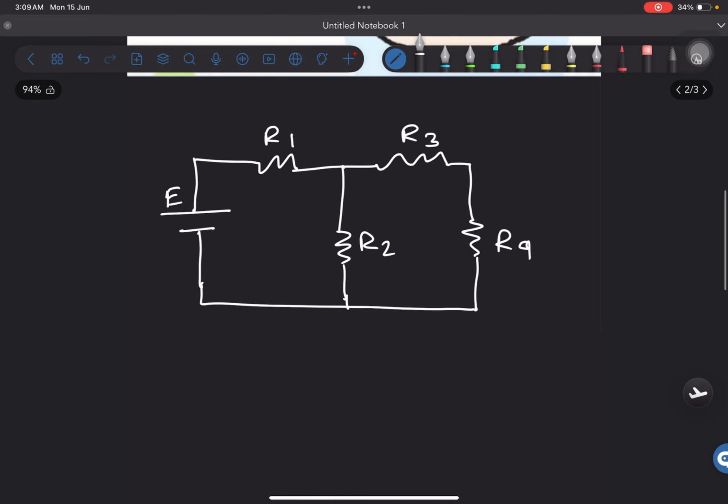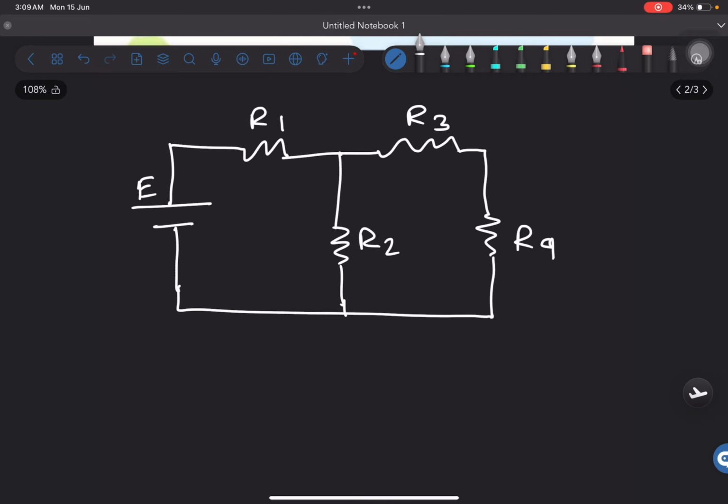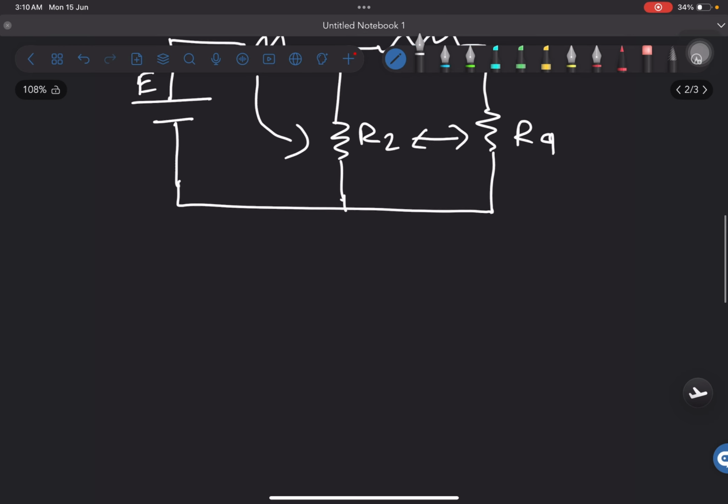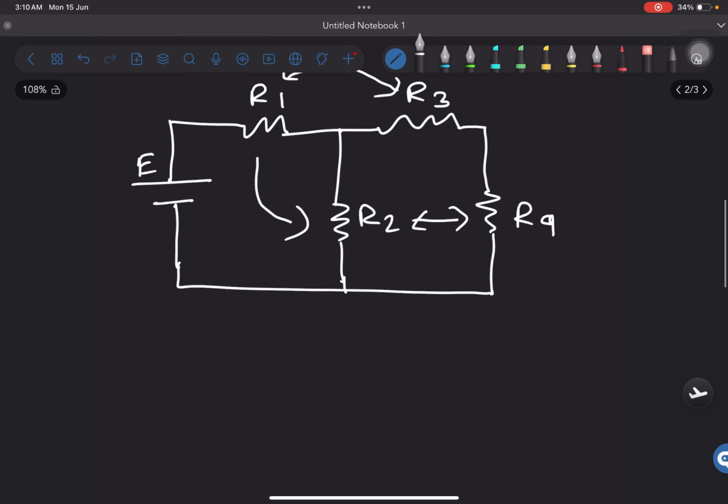Now if I ask you, how are these two connected? You may say series because they're right next to each other. You may also say series to this one because they're also connected together. You may say R2 and R4, they are in parallel. What if I tell you all of these things are wrong? So to understand that, and don't worry, by the end of this video, hopefully you'll understand how to identify them.